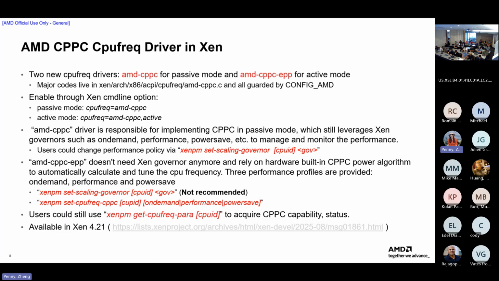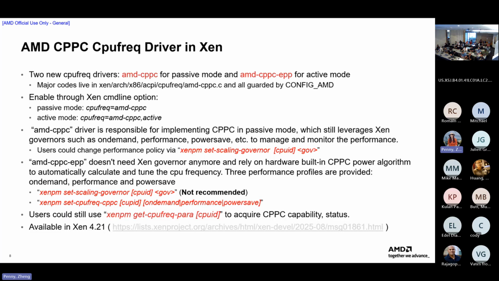If you want the passive mode, you need to write cpufreq=amd-cppc. If you want the active mode, you need an extra active flag. The amd-cppc driver is responsible for implementing CPPC in passive mode, which still leverages Xen governors such as on-demand, performance, and powersave to manage and monitor the performance. So users could still use the xenpm set-scaling-governor subcommand to set their performance policy.